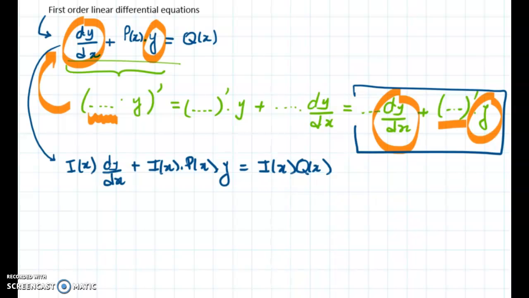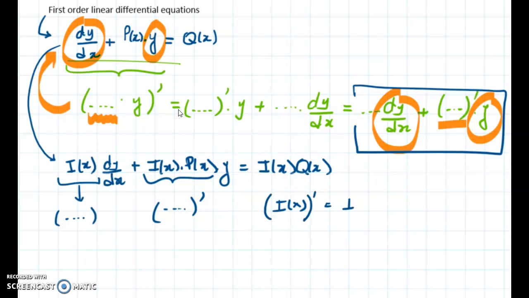For that to be true, what we will need is the product of I of x times p of x to be the same as the derivative of the function we are looking for, and then the function I of x, well, that's the function that I called "dot dot dot" in my product rule above. So what we are saying is that we want the function I of x to have the property that when we take its derivative, the result is I of x times p of x.